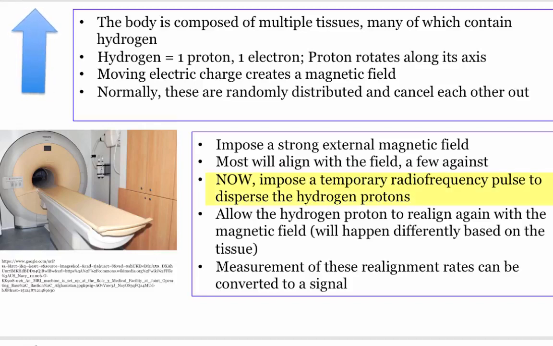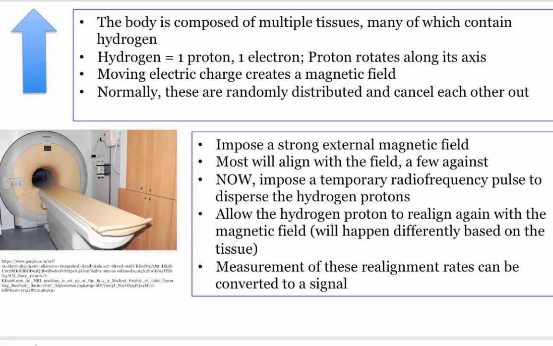Now what we're able to do is then impose a temporary electric current through a radio frequency pulse. This allows us to scatter the hydrogen protons in all different directions. Now if we take this radio frequency pulse away, the hydrogen protons will once again align with the external magnetic field. Now this will happen differently based on the tissue that this hydrogen proton is contained in.